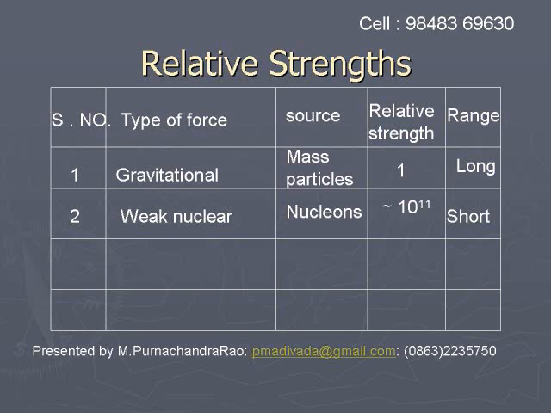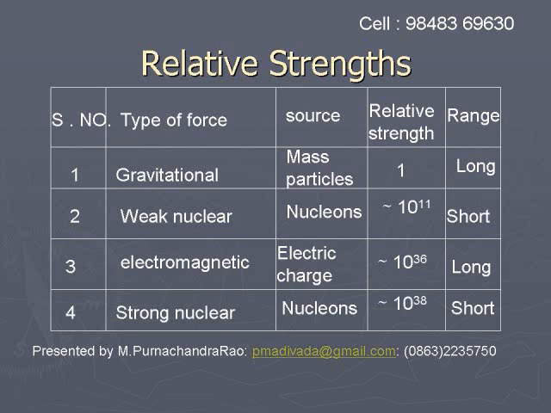Next is the weak nuclear force. It is about 10 to the power of 11 times the gravitational force, and it is extremely short range. It acts over distances less than 1 Fermi. Third, electromagnetic forces. They are about 10 to the power of 36 times stronger than gravitational forces. They are also long range forces, and they can act up to infinite distances.